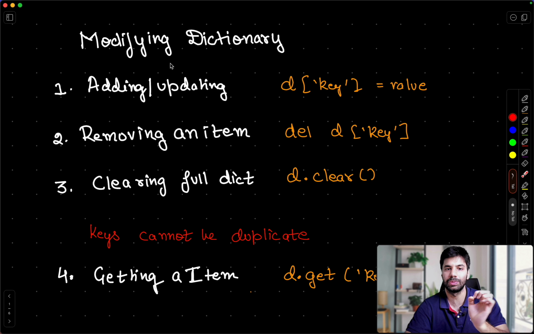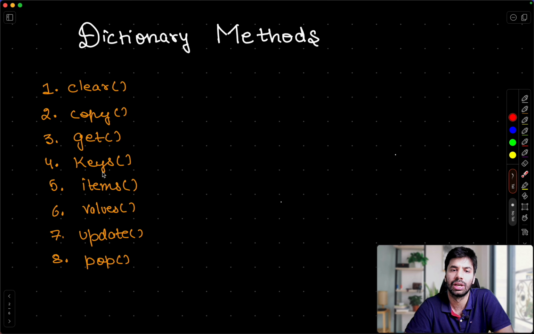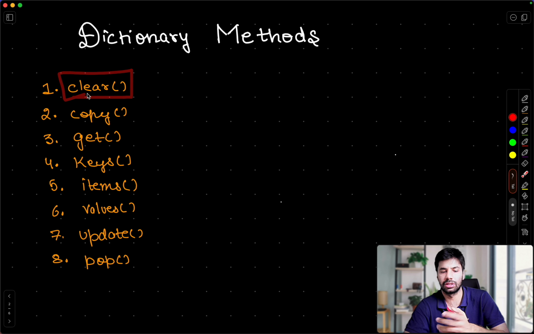Okay, everyone, I hope all these things are clear. Again, these are the very basic and important operations for modifying a dictionary. Now let us see what the different dictionary methods are. Clear we have seen already. Clear is just going to delete your whole dictionary.